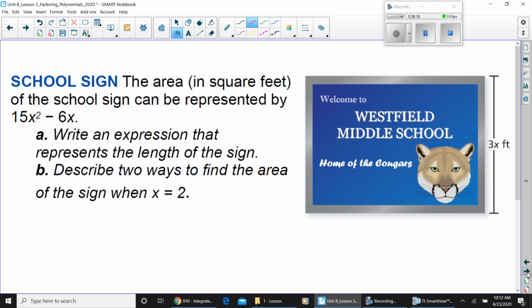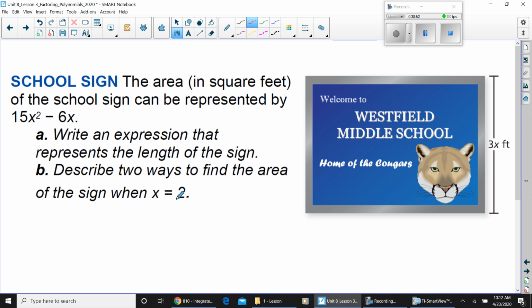Right? So now we have a school sign, and the area in square feet of the school sign can be represented by 15x squared minus 6x. Write the expression that represents the length of the sign. So they gave you the width. Then describe 2 ways to find the area of the sign when x equals 2.